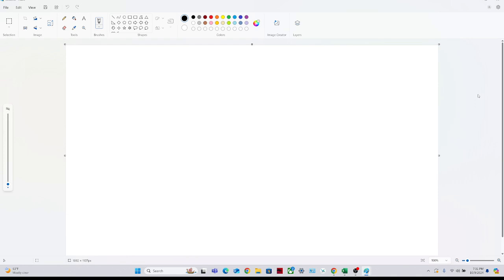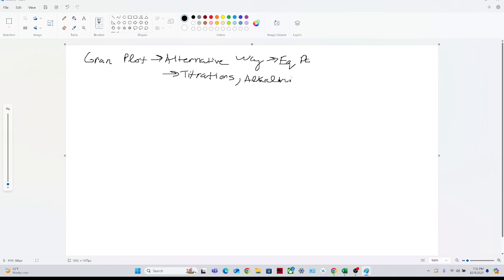But what am I trying to teach here? It's a concept known as the Gran plot, and I'll just write it out really quickly, the Gran plot. It's effectively just an alternative way to figure out the equivalence point. You could use this well for titrations, and also for experiments relating to the alkalinity of a certain solution. So, in other words, how well its buffer capacity is or how basic it is.